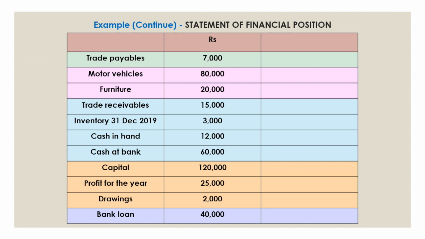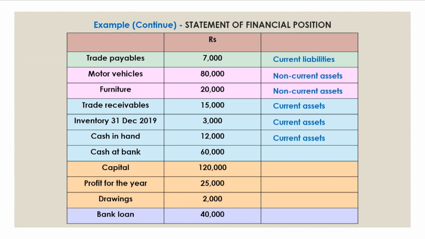Let us now identify which of the following are non-current assets, current assets, non-current liabilities, current liabilities, and owner's equity. Take some time to identify the elements. So, trade payable is a current liability. Motor vehicle is a non-current asset. Furniture, non-current asset. Trade receivables is a current asset. Inventory, current asset. Cash in hand, again, it's a current asset. Cash at bank is a current asset. Capital, owner's equity. Profit for the year, owner's equity. Drawings, owner's equity. And finally, bank loan is a non-current liability.